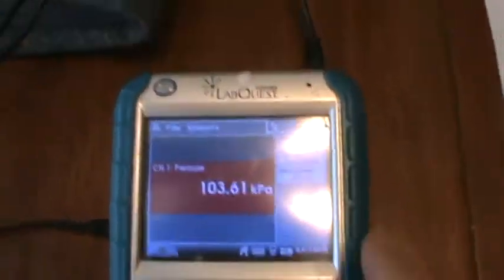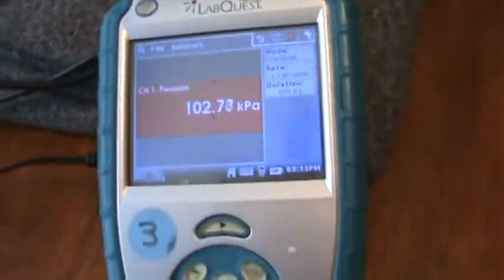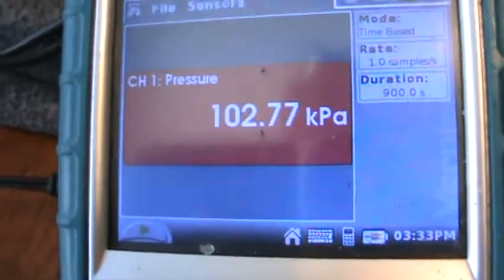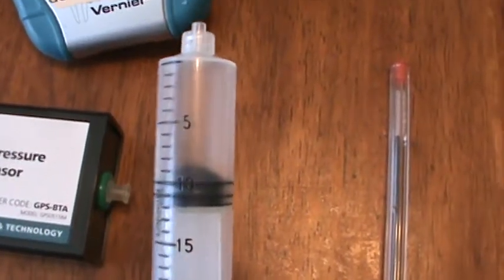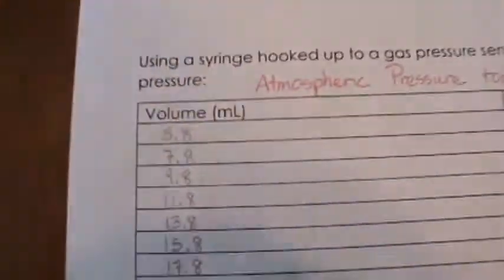First of all, over here I have this equipment that you would be working on in the lab. I have a gas pressure sensor, and I have a syringe. It's marked at 10 milliliters, and you'll notice that all of these have 0.8, because when I screw this in, the space between these is going to be 0.8 milliliters. And this is just filled with air.